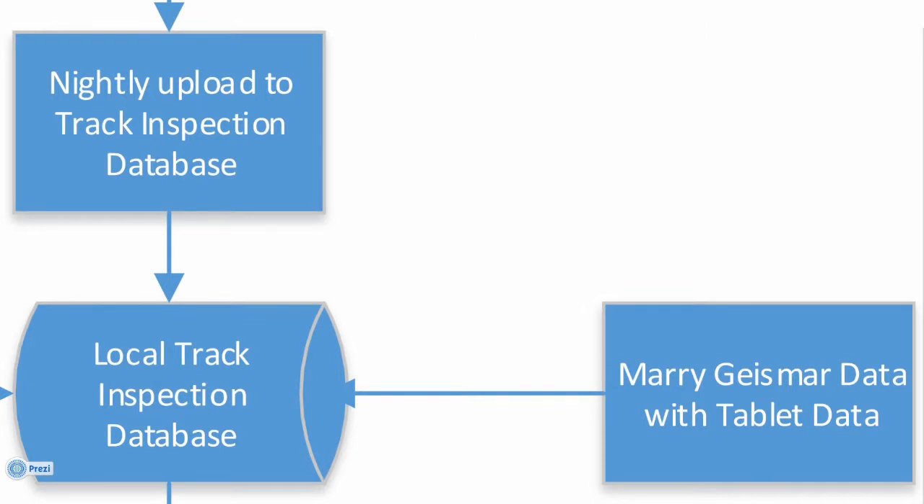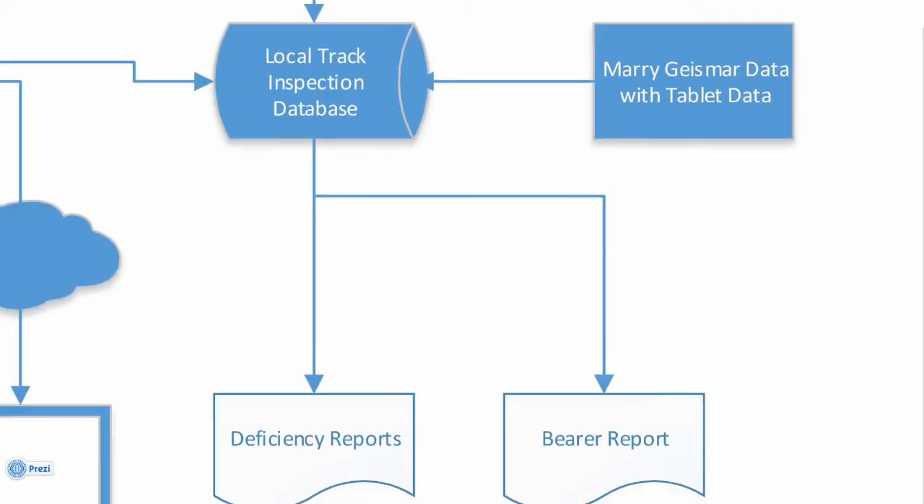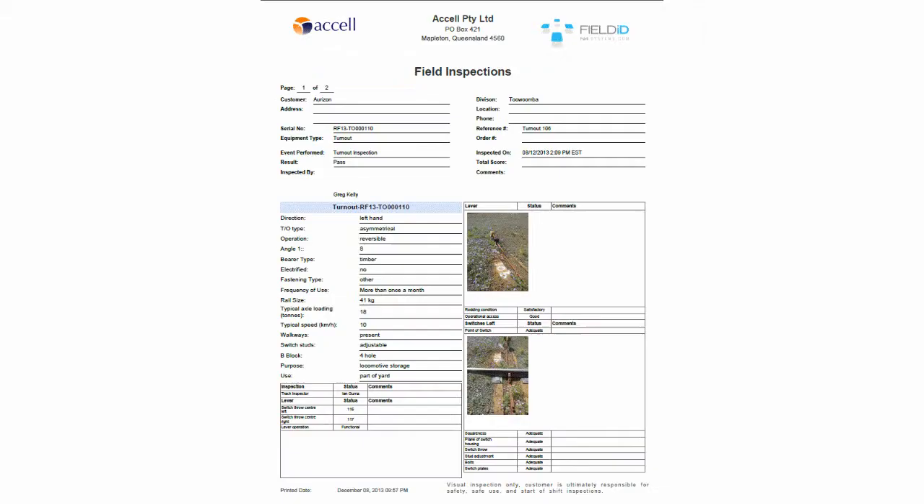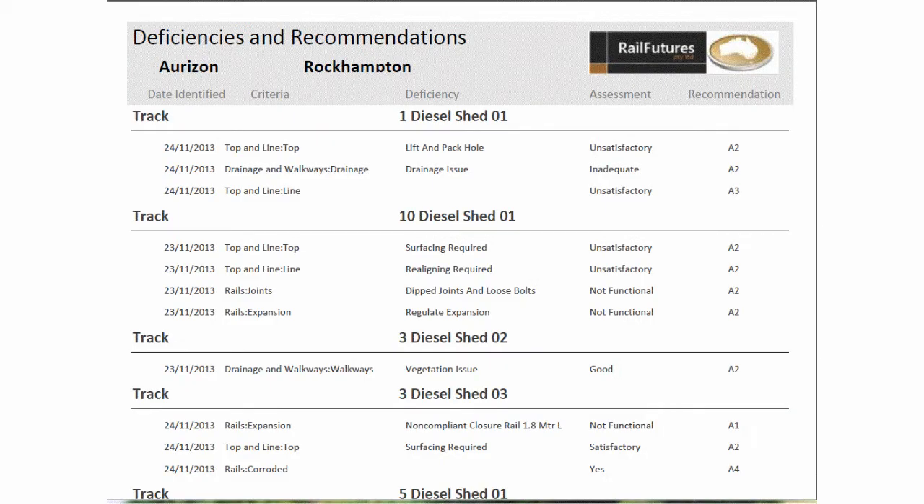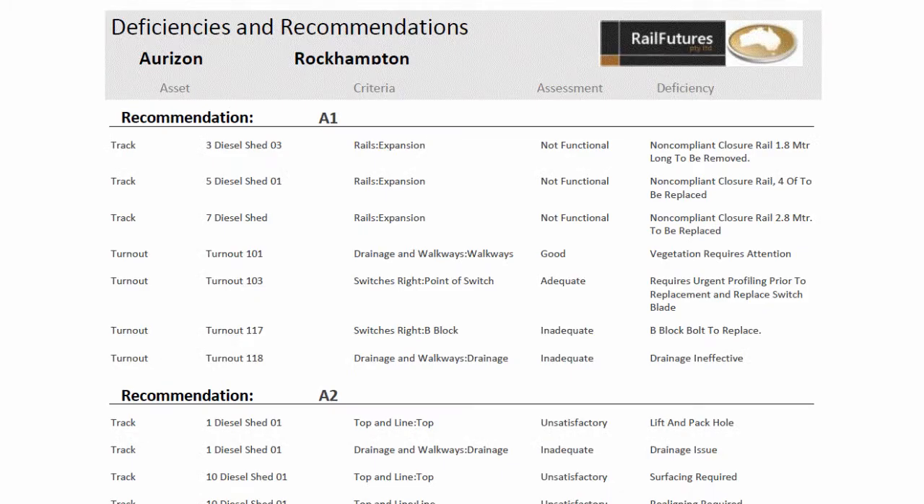The asset and inspection data is also copied into the database, and the two sources of data cross-checked to ensure no asset has been missed. The database can then be used to create standard and custom reports covering bearer and rail condition and deficiencies. The data is also in a form suitable for statistical analysis and reporting.